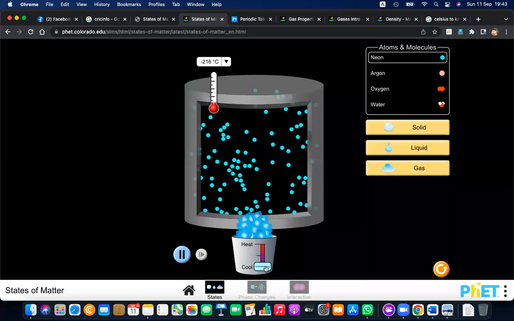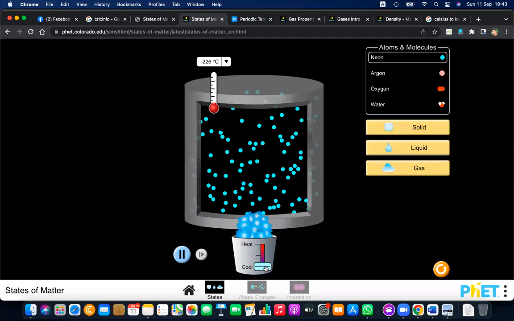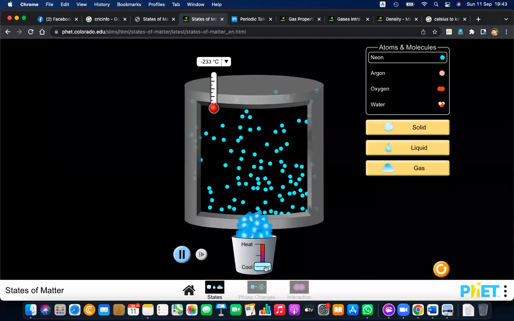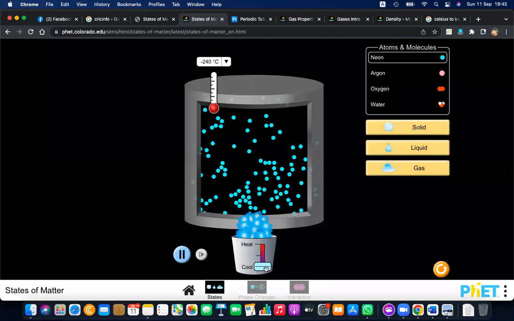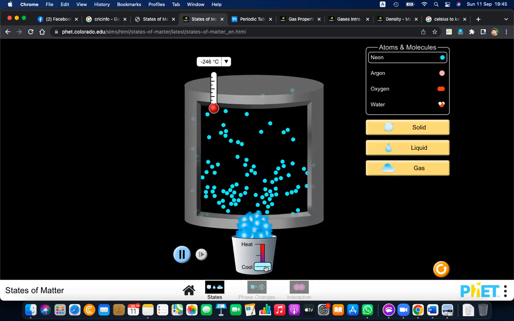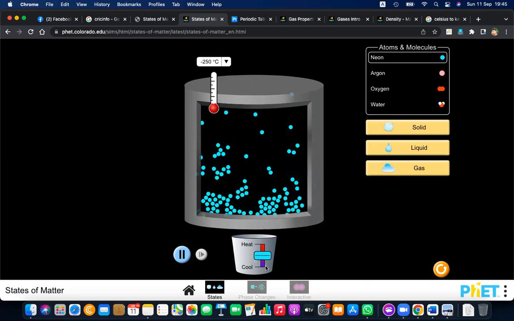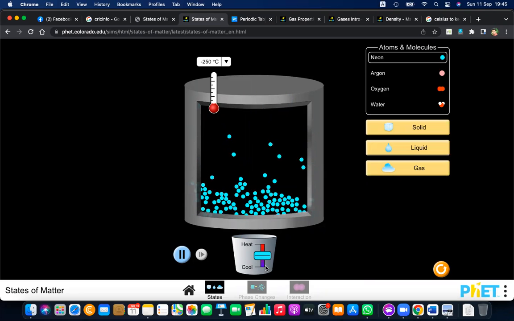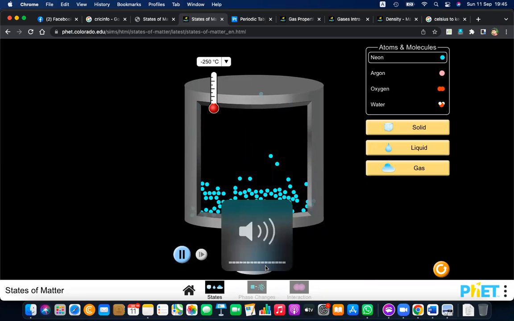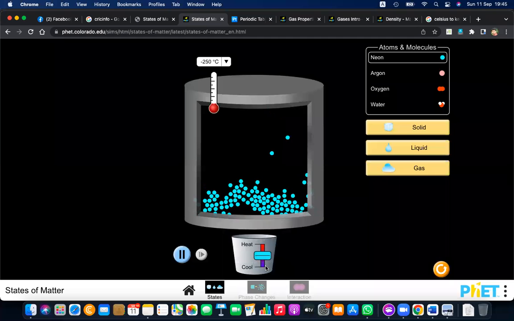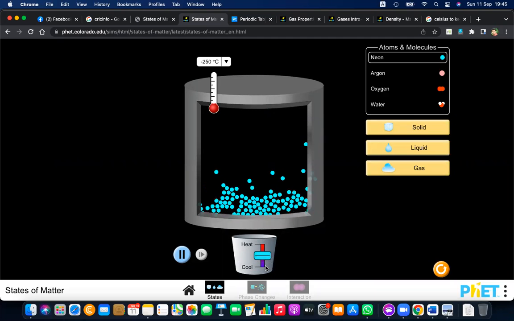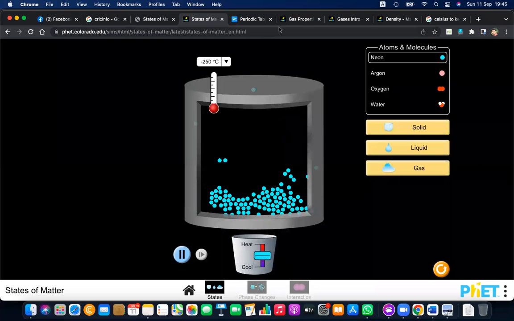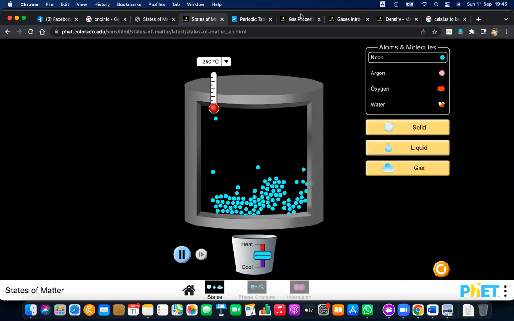Further, I'm cooling down. When I cool this down further, what will happen? The motion will be limited. So what will happen actually? What's going to happen next? When this motion is limited, what will happen? When you cool this down, the motion will be limited. As a result, what will happen? It becomes its solid state. Solid or liquid first? Gas?